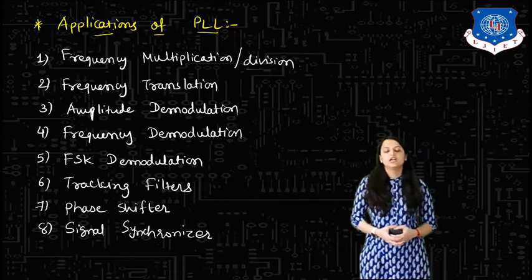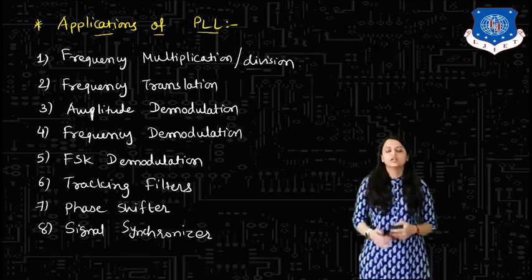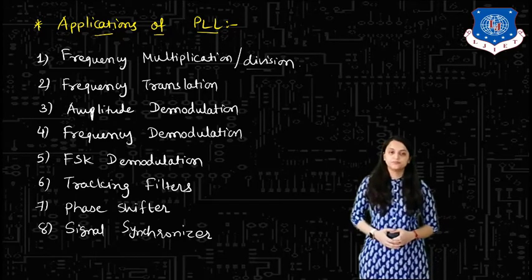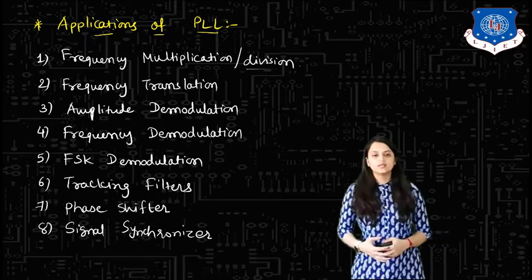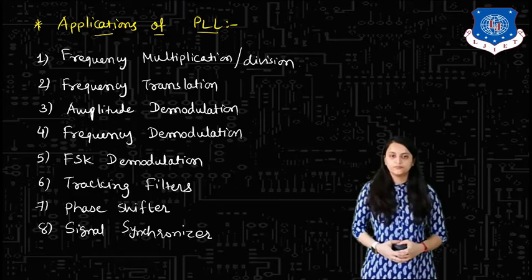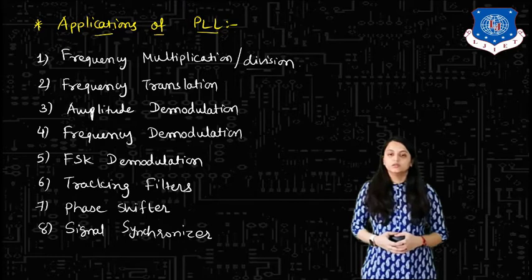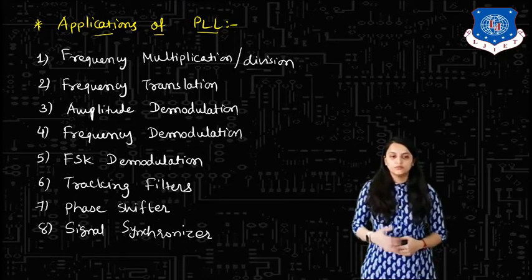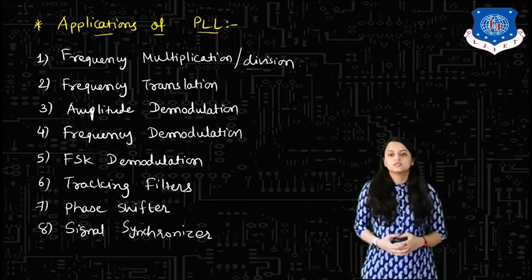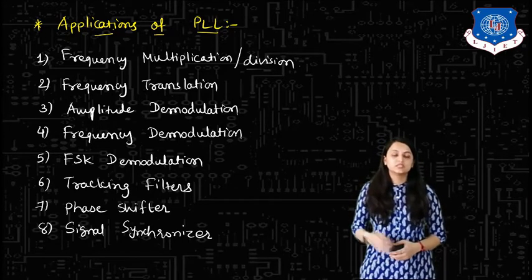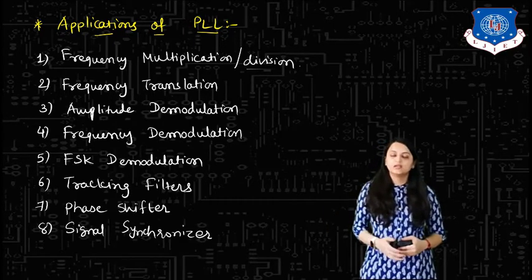Now let us see the applications of PLL. The first application of PLL is frequency multiplication or division. Second one is frequency translation. Third one is amplitude demodulation. Fourth one is frequency demodulation. Fifth one is FSK demodulation, where FSK stands for frequency shift keying. Sixth one is tracking filters, that means 3-point tracking, 2-point tracking, which are the tracking filters in which PLL can be used.